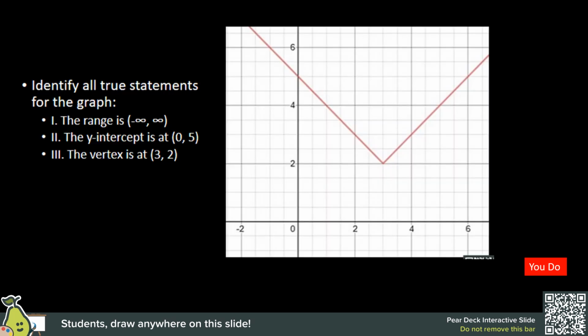On this one here, guys, I'm not going to do anything. I'm giving you a graph and I want you to identify all the true statements. Tell me, is the range going from negative infinity to infinity? Is my y-intercept at 0, 5? And then is my vertex at 3, 2? So this is analysis of a graph. We've done this for like 3 weeks already. I'm going to tell you one or more of these may be false, so be very careful with what happens here. Let's go ahead and move on.